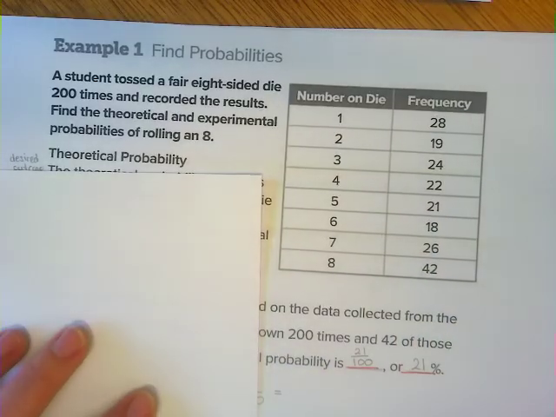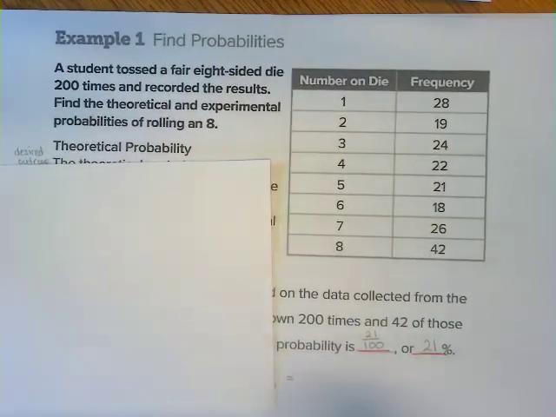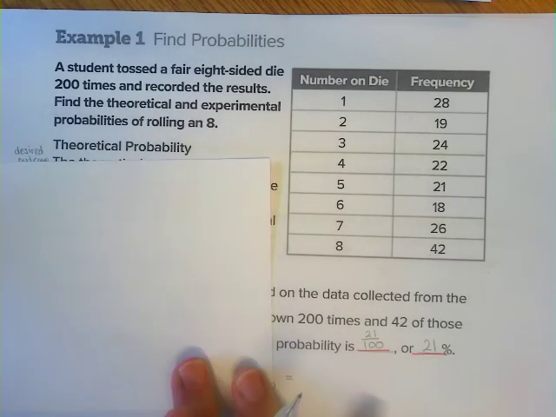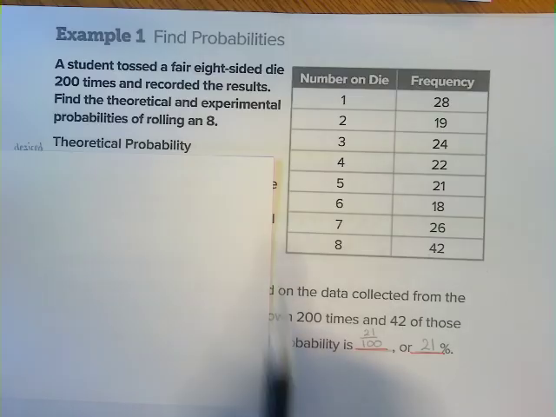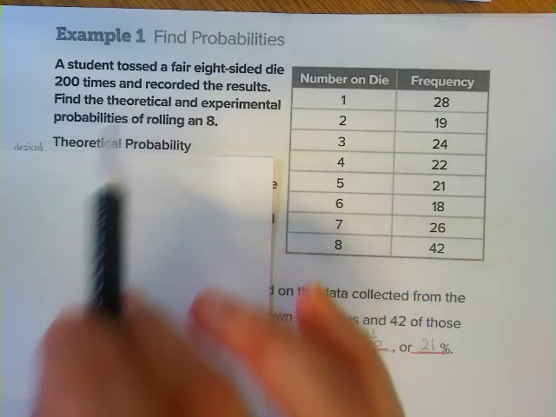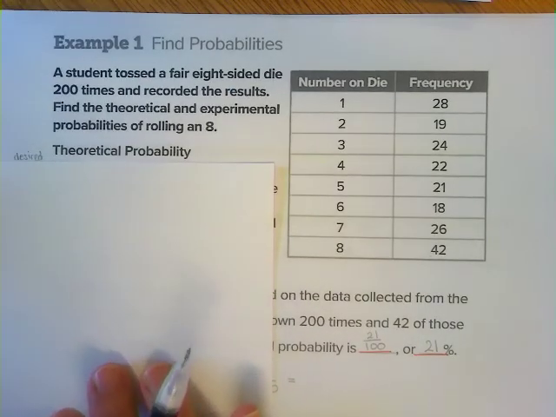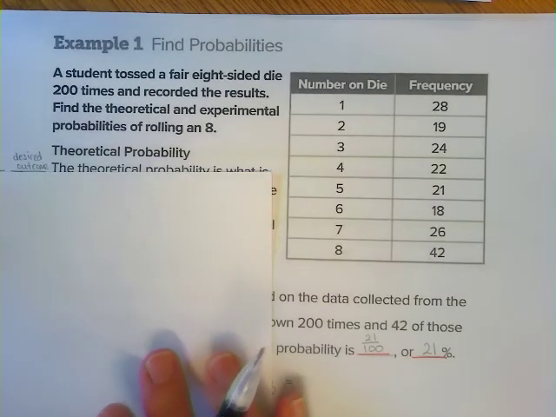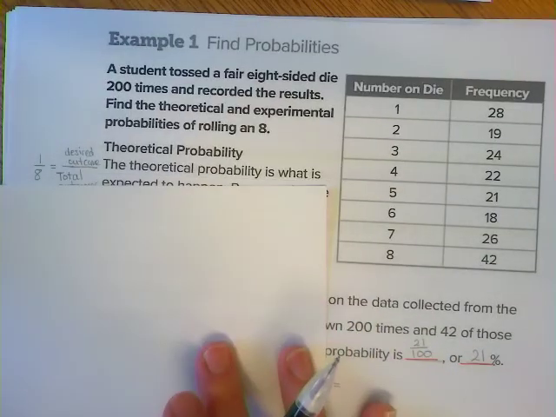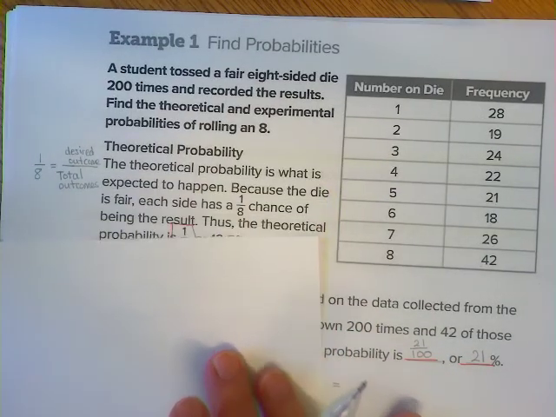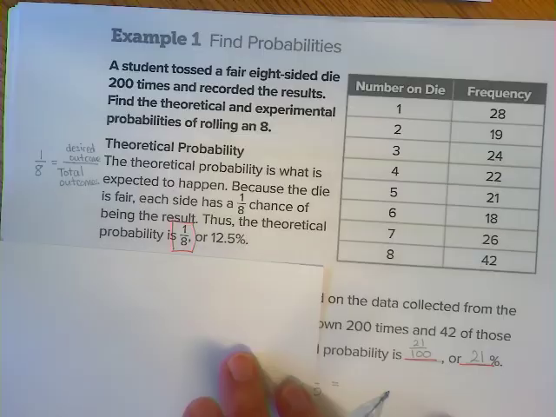A student tossed a fair 8-sided die 200 times and recorded those results. Find the theoretical and experimental probabilities of rolling an 8. Theoretically would be what actually should be happening. So this would be me asking you the probability of just rolling an 8. There is one option on that die, so that's why it would be 1 on the top. And there are 8 options that I could get. So my theoretical probability would just be 1 out of 8.